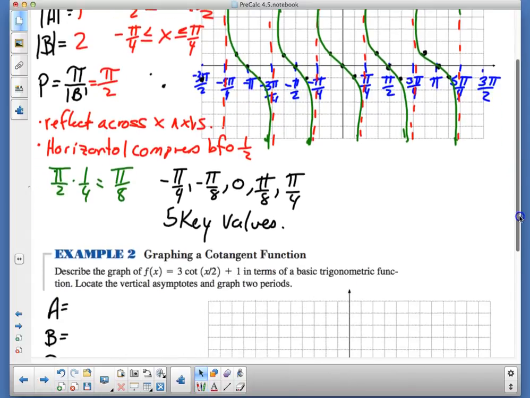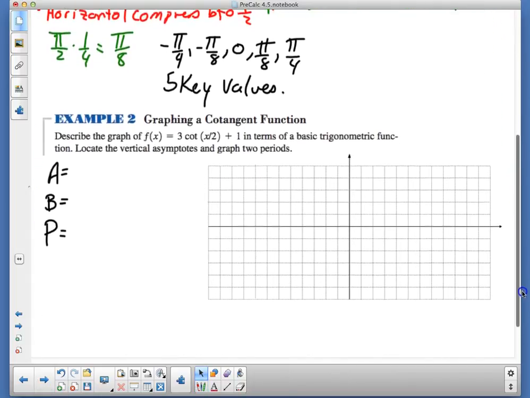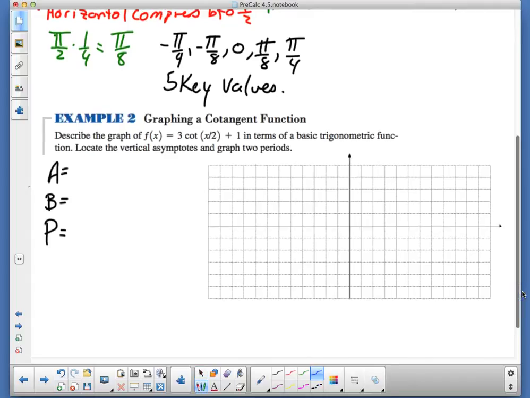And let's look at example 2 here for our cotangent. Now remember, cotangent, we're looking at the idea that A is 3. Remember, it's absolute value. Absolute value of B is 1/2. So I'm going to have a horizontal stretch by a factor of 2 here. And I've got 2 pi divided by a half, because B is a half. So I'm going to have 4 pi.